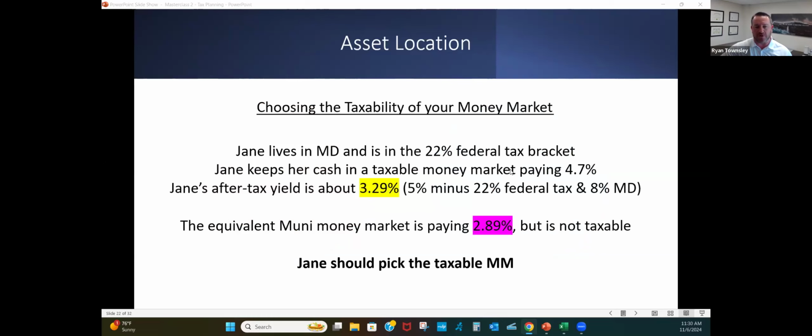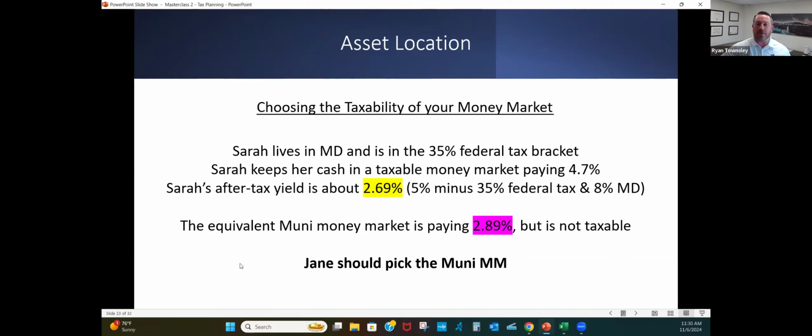I've had this come up a lot more, especially as you start working with higher net worth clients: the taxability of your cash and your money market, right? So if you have Jane, she lives in Maryland, she's in the 22% tax bracket, there's about an 8% state tax. If she owns a money market paying 4.7%, Jane keeps 3.29% after taxes. If she looks at a muni money market fund, which is non-taxable, and it's paying 2.89%, it still makes more sense for Jane to own the taxable money market because her after-tax yield is higher, right?